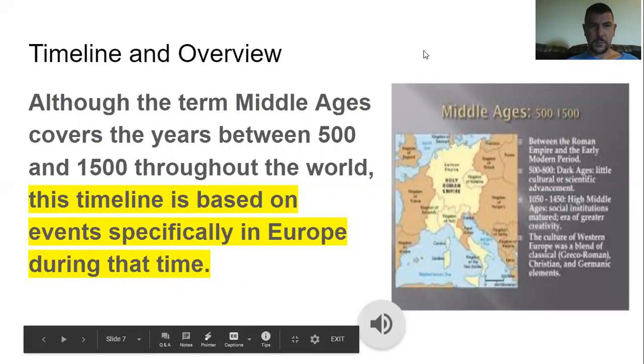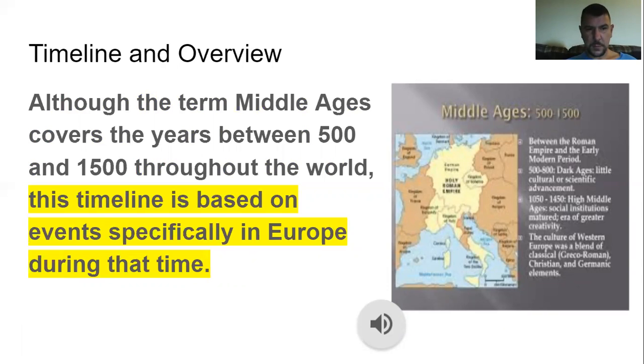Timeline and overview. Although the term Middle Ages covers the years between 500 and 1500 throughout the world, this timeline is based on events specifically in Europe during that time.